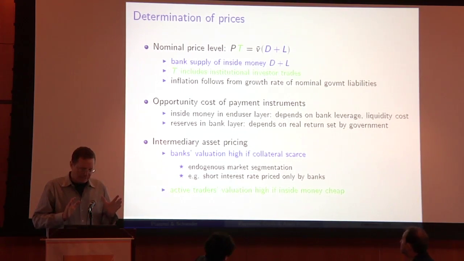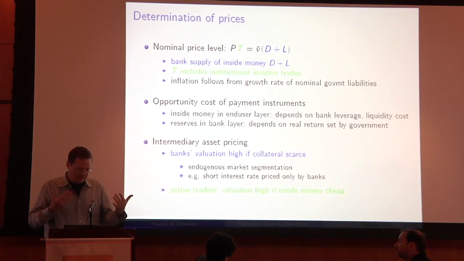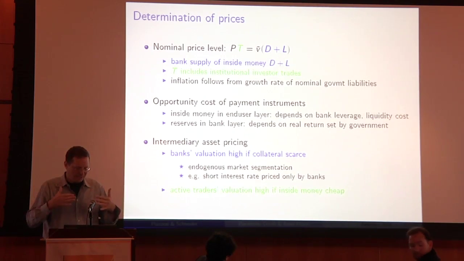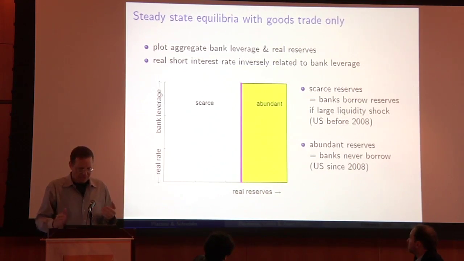Because we have all this linearity built in, one can summarize the model so that there's no issue. Even though it's a dynamic model with all these idiosyncratic effects and lots of banks and firms, it can all be summarized in steady state by just two numbers that we can plot: the aggregate bank leverage and the real reserves. And so this is what we're going to use to show.